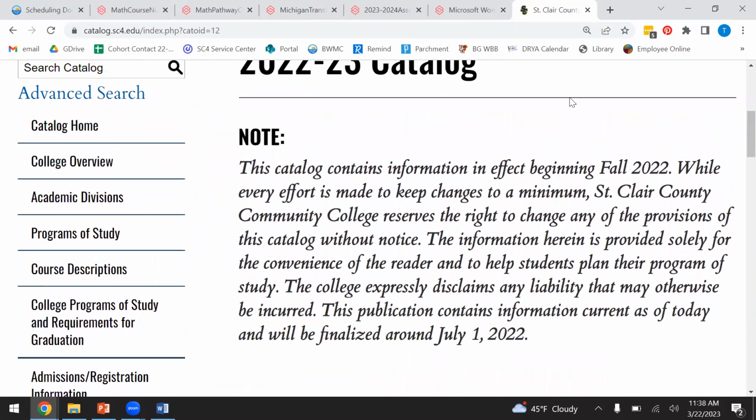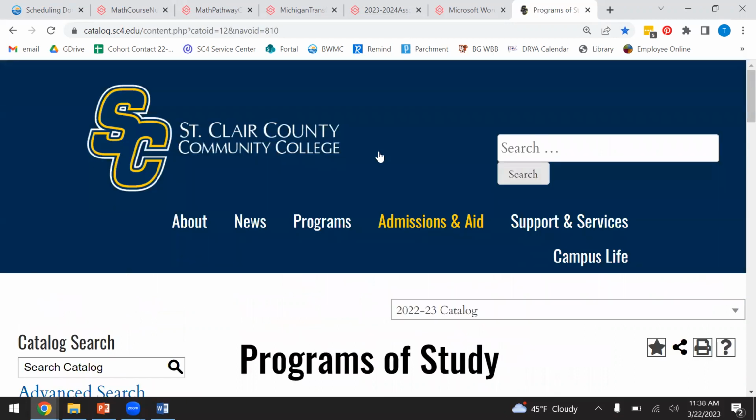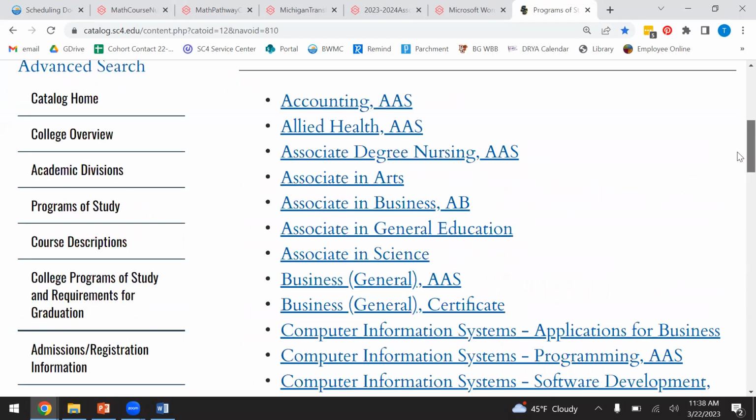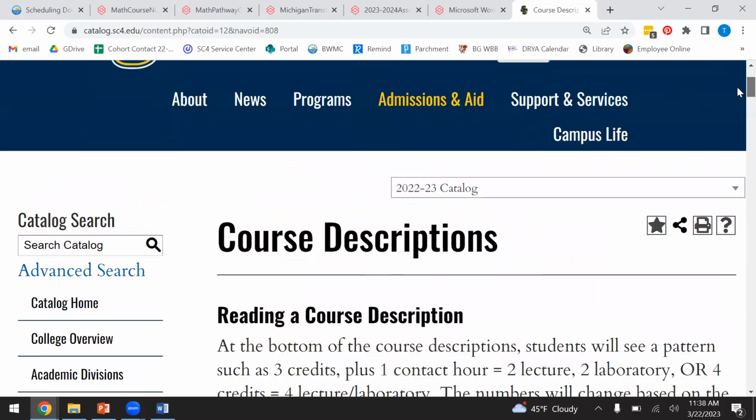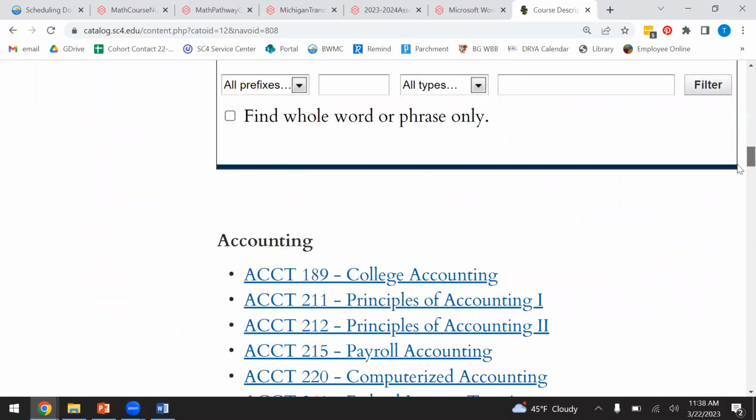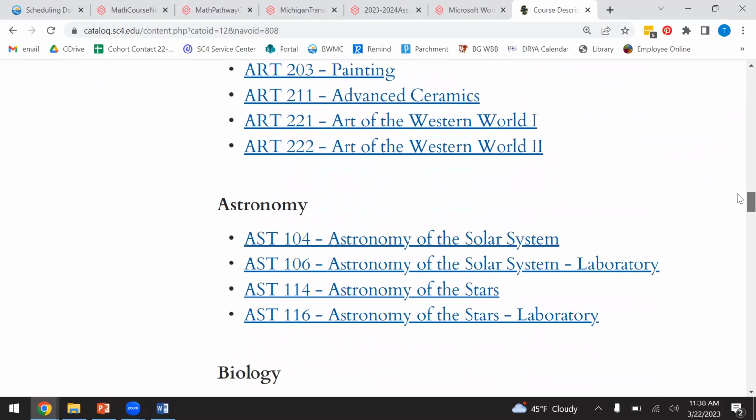But just when you're looking in general, you can look at the different programs of study. That will take you back to the page where we just started. You can look at course descriptions, and that'll bring you through to the full list of everything that's offered. It's just all alphabetical.